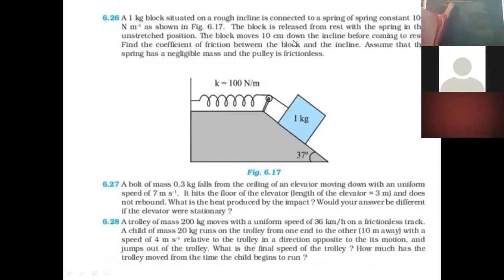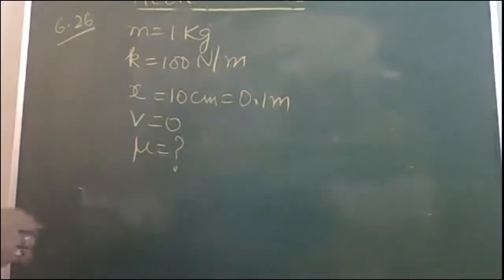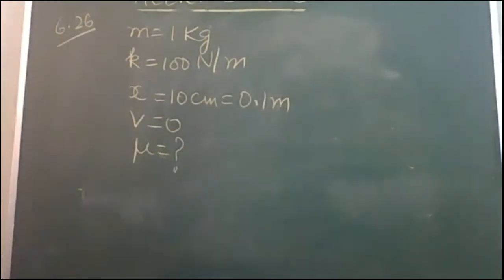Mass is 1 kilogram. This is question number 28. So mass is 1 kilogram. K, the spring constant, is 100 Newton per meter, and the extension is 10 centimeter, 0.1 meter, before coming to rest. So this is the data, and we are to find the coefficient of friction mu. This is what we are supposed to do, right?